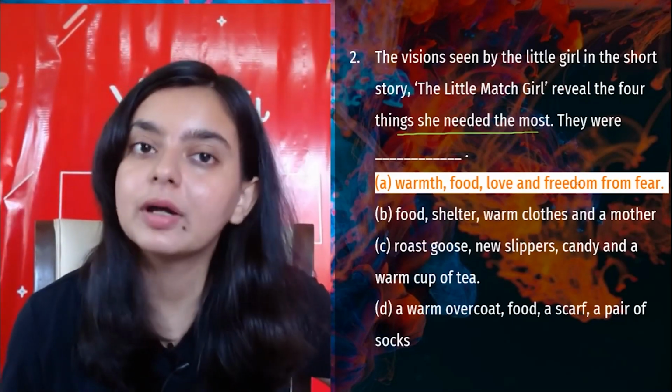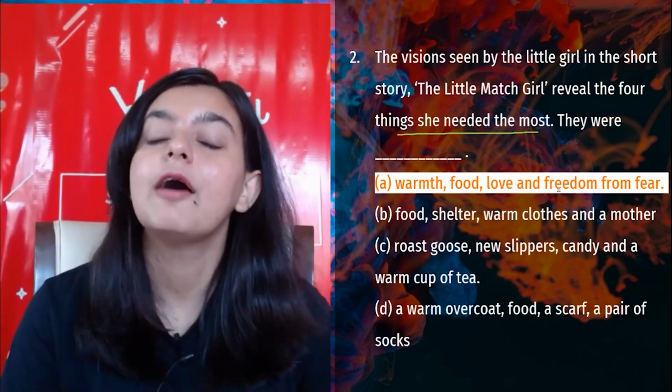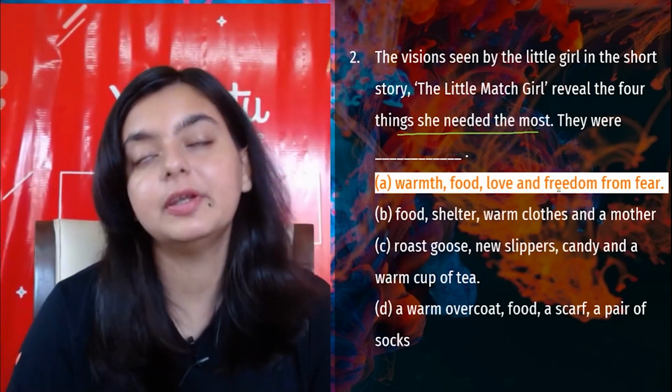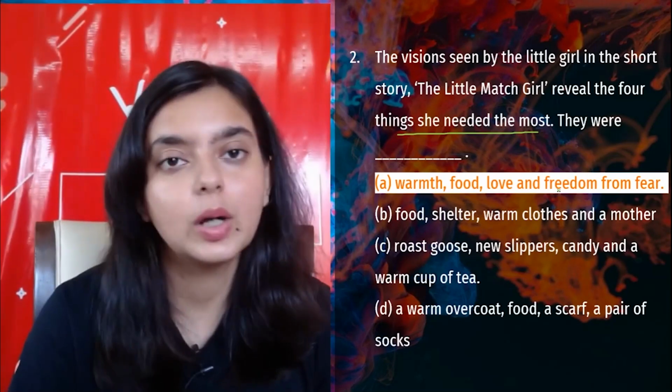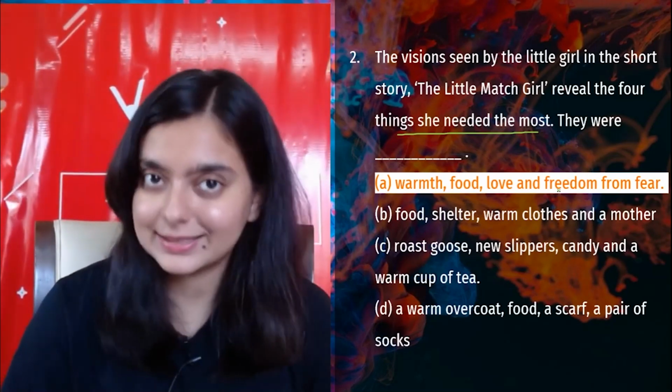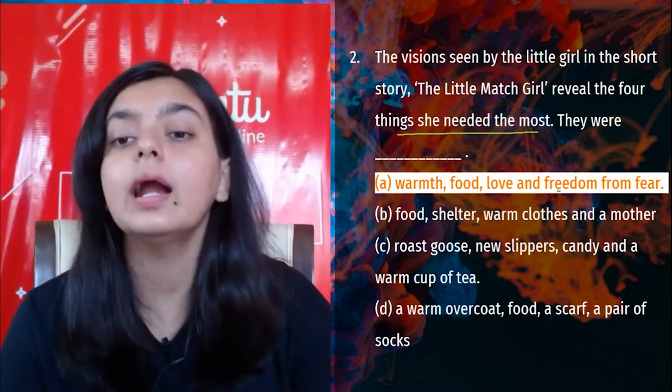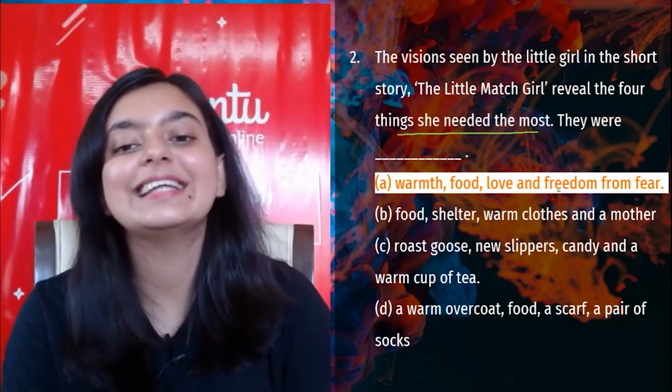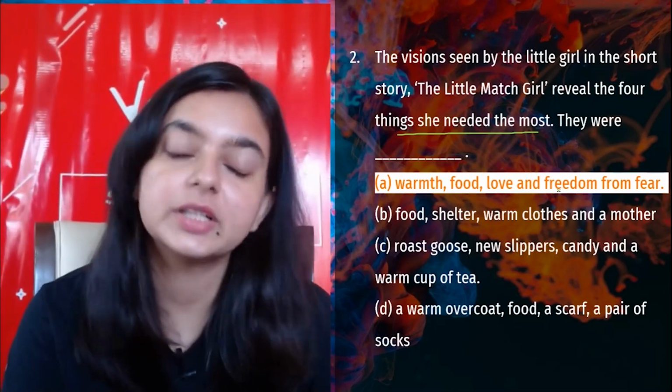And freedom from fear. She was fearing that her father would beat her up if she went to her house without selling the matchsticks. That is why she couldn't even go to her house, right? So these are the four things that she needed the most.